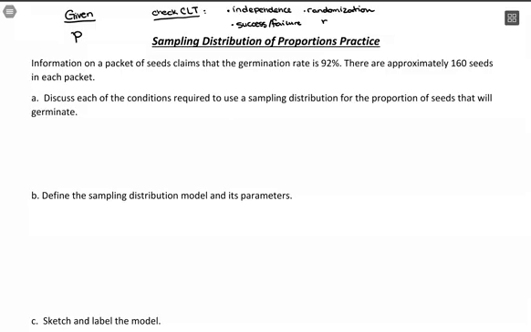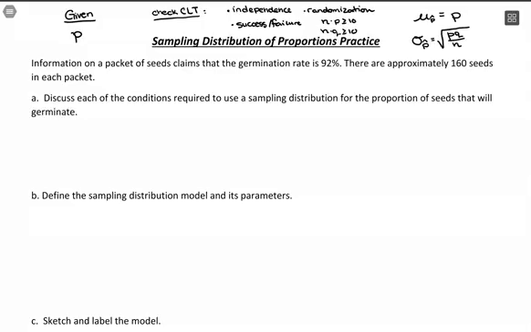And with that, you'll need to show that n times p is more than or equal to 10, and n times q is more than or equal to 10. Then from there, you can set up your parameters. The mean of the distribution will just be equal to your population proportion. Standard deviation will be a big square root of p times q over n. Then from there, we have our bell-shaped curve, and we can start making calculations.